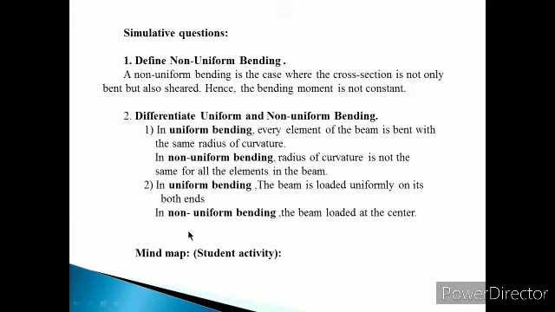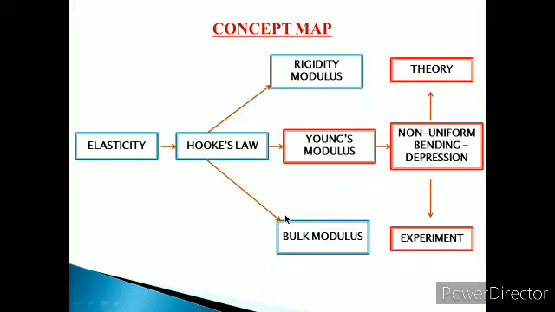This is the student activity after completion of the session. Concept map. This is a simple flow diagram for easy understanding of this concept. This is the general heading, elasticity. Hooke's law gives the relation between Young's modulus, rigidity modulus, and bulk modulus. This is our main aim, Young's modulus: to determine the Young's modulus of the beam by the non-uniform bending method. Here we have discussed theoretical as well as experimental methods.